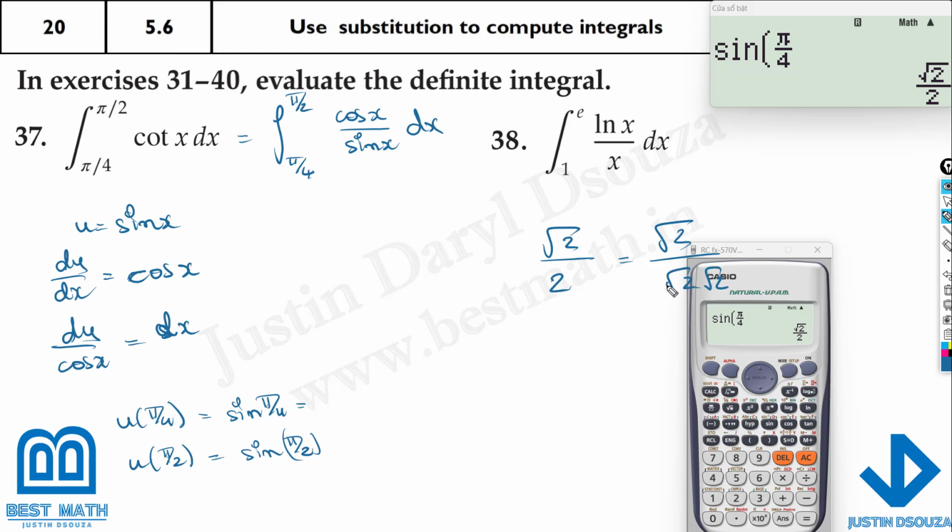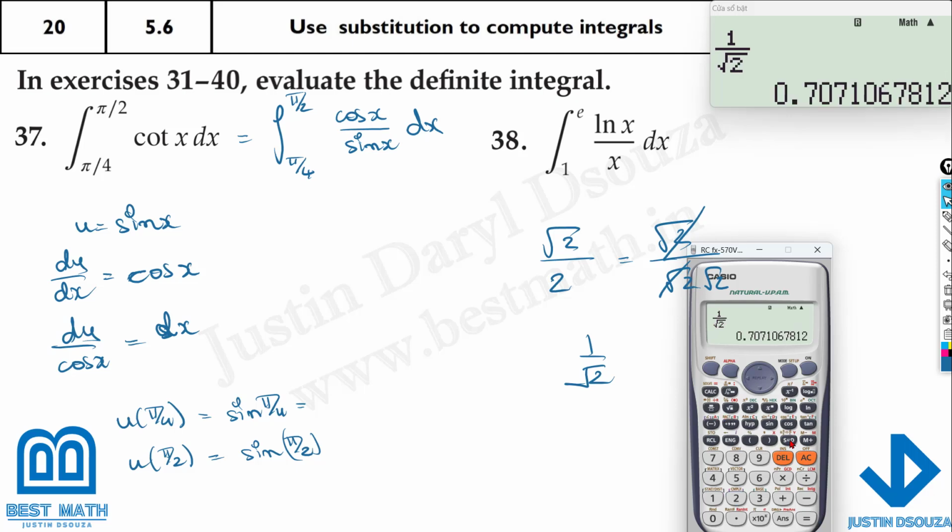What do I mean by this? 2 can be written as root 2 times root 2. When you multiply, the square root cancels off, so it's the same thing. I can cancel these both, and 1 by square root 2 is the same as root 2 by 2. I will prove it by pressing SD. It's 0.707, right? And 1 by root 2 is also the same thing. See, it's the same thing. So we can just write 1 by root 2.